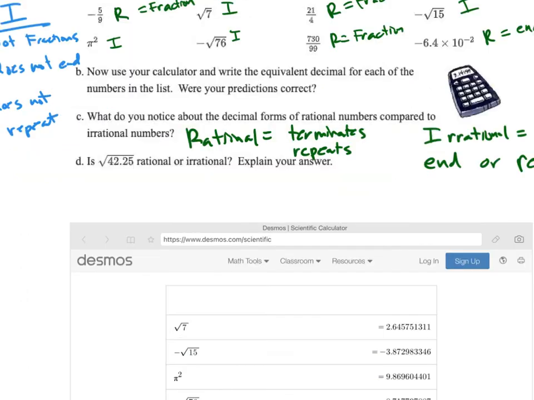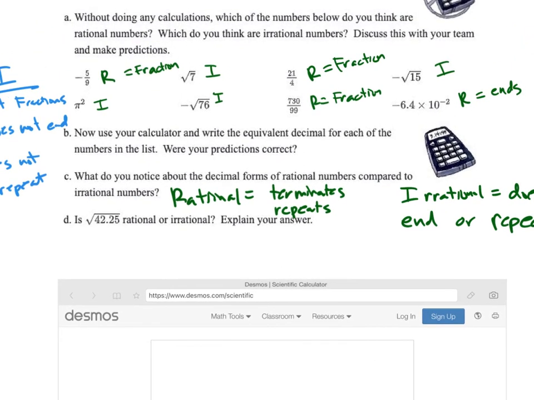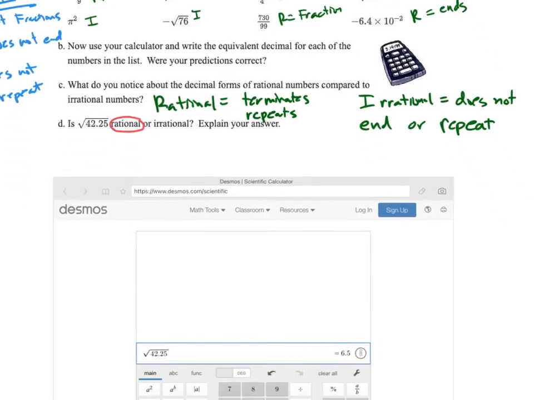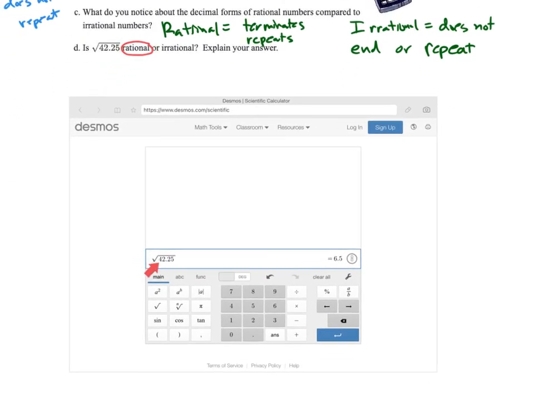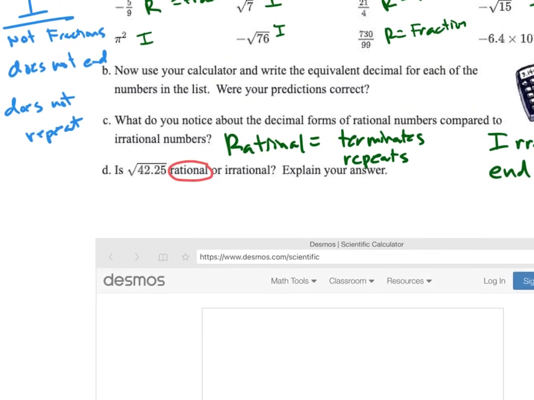Now you might have also noticed that most of our irrational numbers were these square root ones, and then pi. But let's take a look at this one. Square root of 42.25, is it rational or irrational? Based off what I just said, you're probably thinking, well, that's a trick question, it's rational, but why is it rational? If you plug the square root of 42.25 into your calculator, that is equal to 6.5. Well, 6.5 is definitely a decimal that ends. So just be careful with your square roots.